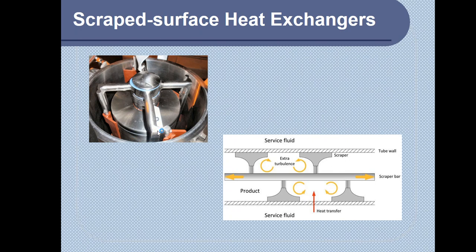And this is how it looks like. Okay? Your scrape surface heat exchanger. These are your scrapers that ensure that no solid remains clinging to the tube wall. That is the outer tube.